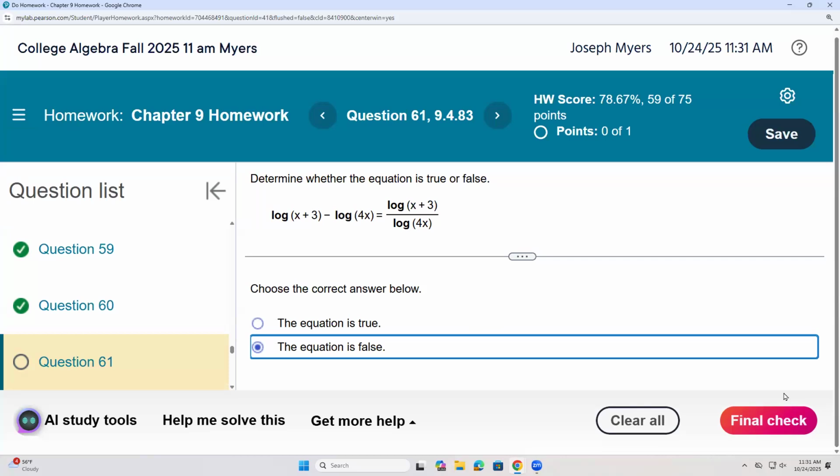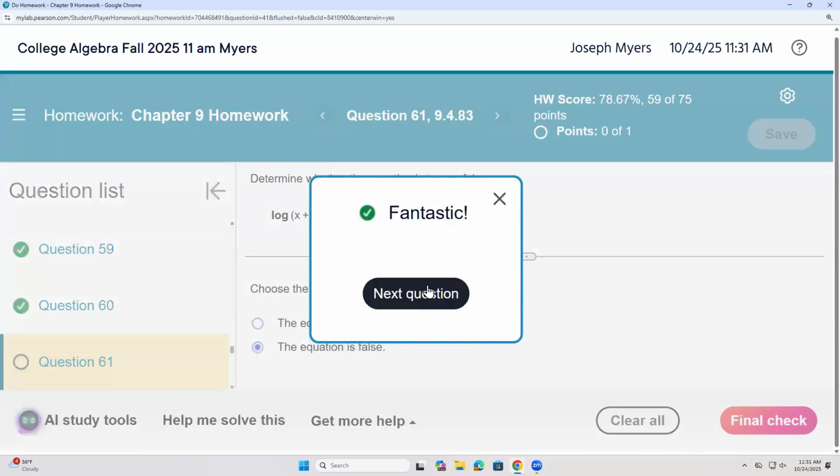But the true answer should actually be 1 logarithm in front. And then inside the 1 logarithm, there should be a fraction with x plus 3 on top and 4x in the bottom. There should not be 2 logarithms both in the bottom and the top. So that's actually false. Okay.